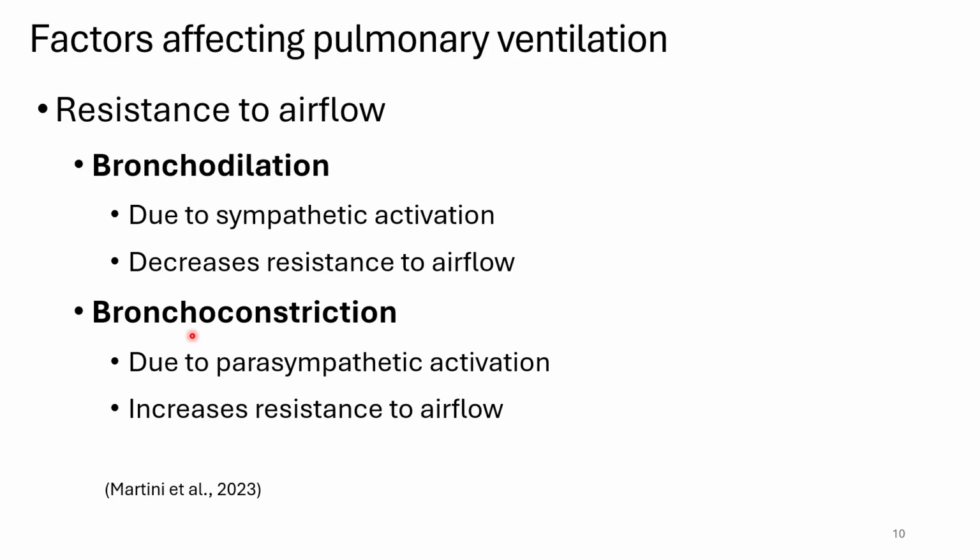Bronchoconstriction happens at the time of parasympathetic activation, with an increase in the resistance. That usually happens at the time of rest. When resting, you don't need much oxygen, and you don't need much decreased resistance, because you don't need much airflow.